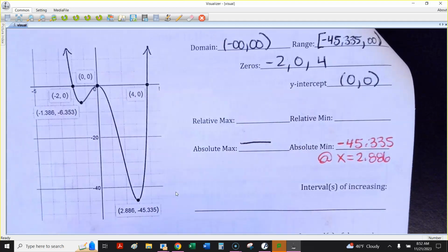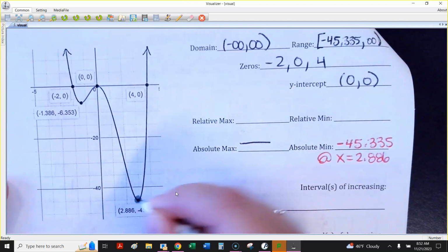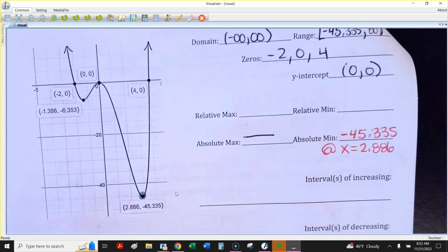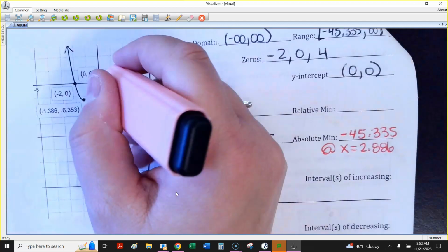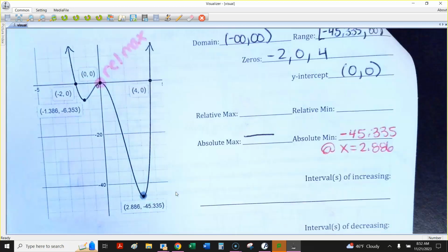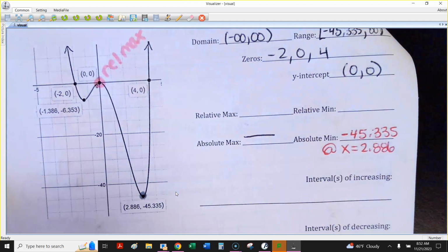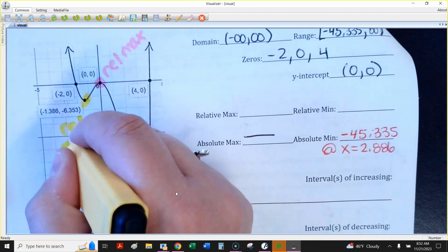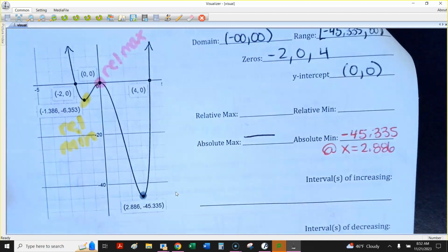All right, so this is a turning point here. I have two other turning points in this graph, and these should create your relative max and min. So relative max, I know this is weird, is actually going to be the origin. And the relative minimum is actually going to be this point right here.